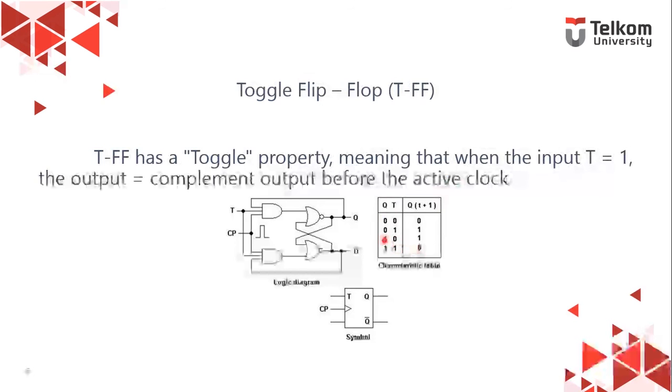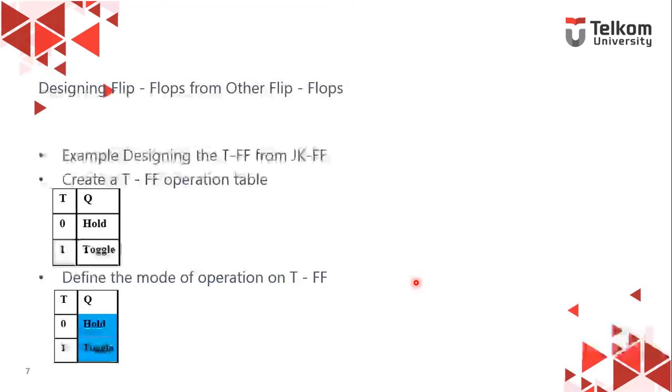Like this: if T has a value of 1 and the output before the active clock, or Q, has a value of 1, the output will be the complement of Q. So there is a 0. This is simple for the toggle flip-flop.